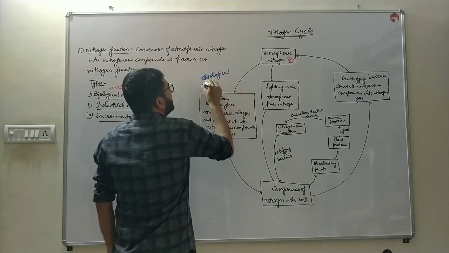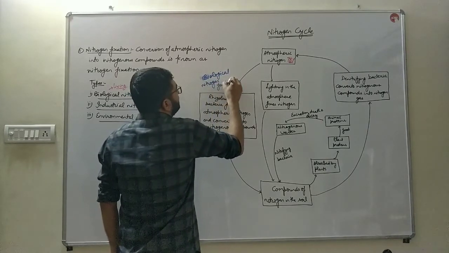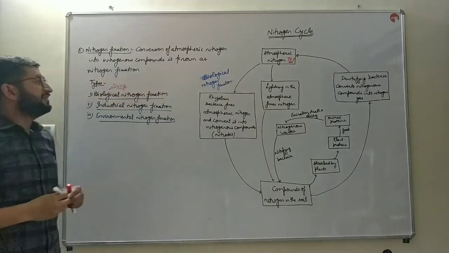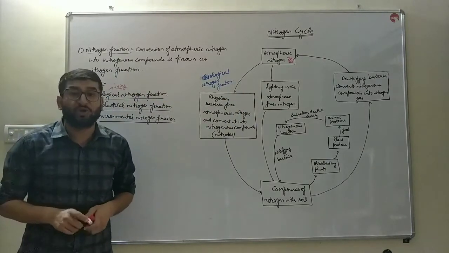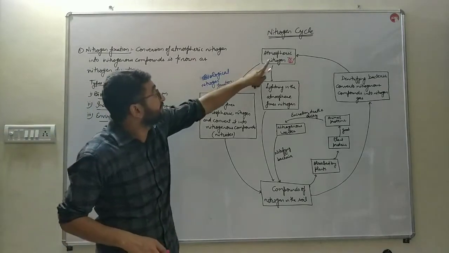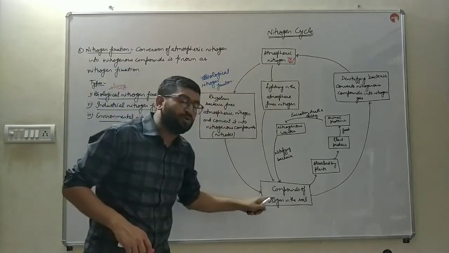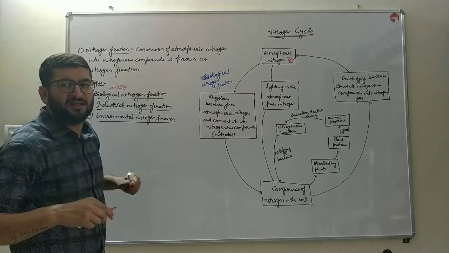Because, children, in this, living organisms are helping. Living organisms like Rhizobium bacteria and one more organism, blue-green algae, help in the conversion of atmospheric nitrogen into nitrates. Those nitrates can be used by the plants.